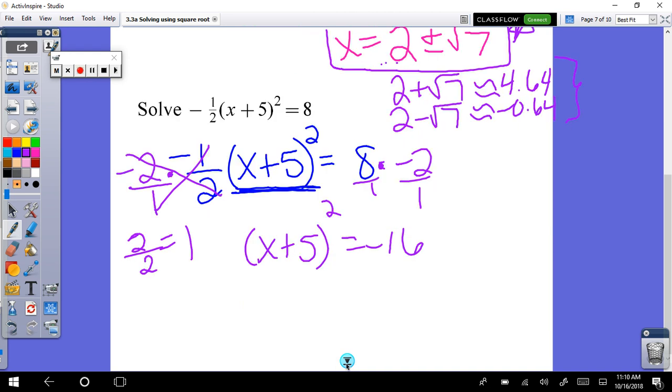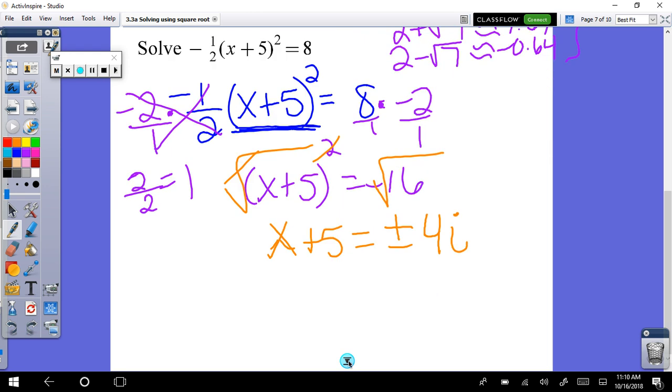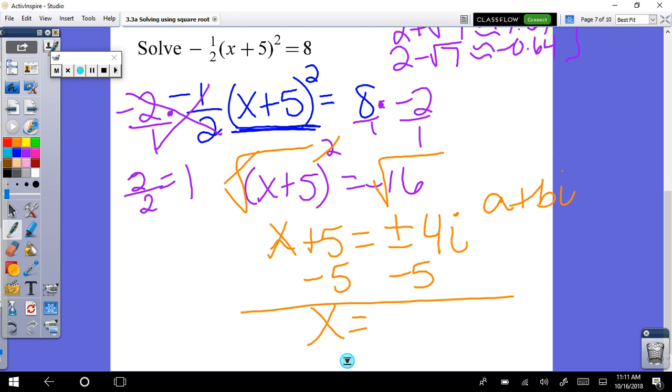From here we can do the square root to eliminate the square on the left. So we get, actually I don't even need the parentheses anymore. So it's just x plus 5 equals, now the square root of negative 16 will be imaginary 4, so plus or minus 4i. And so we want to subtract 5 to get x by itself. And remember, I want to put the real part first so that it's a plus bi. So it'll be x equals negative 5 is the real part, and positive or negative 4i is the imaginary part. And that's how we'll write our answer for that one.